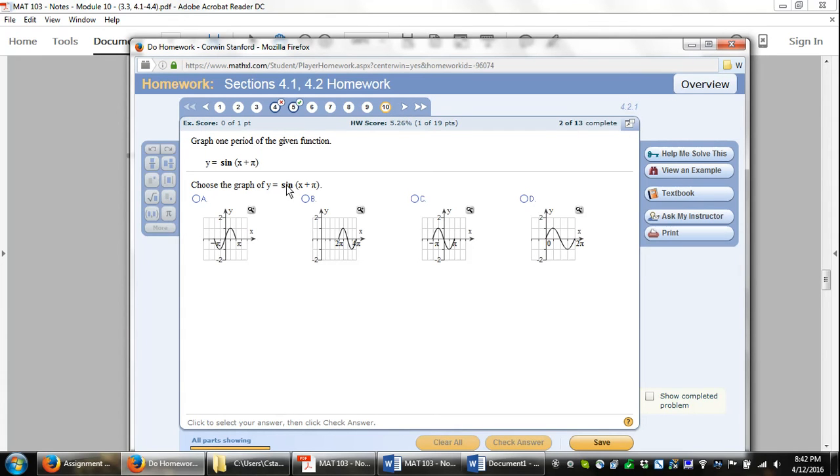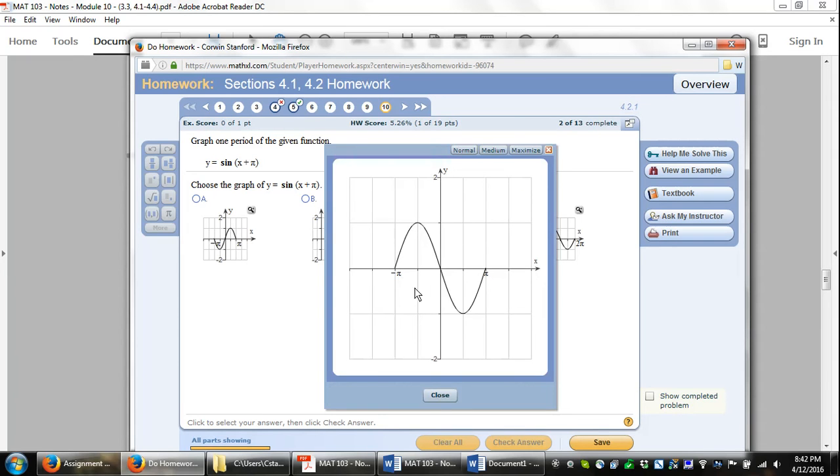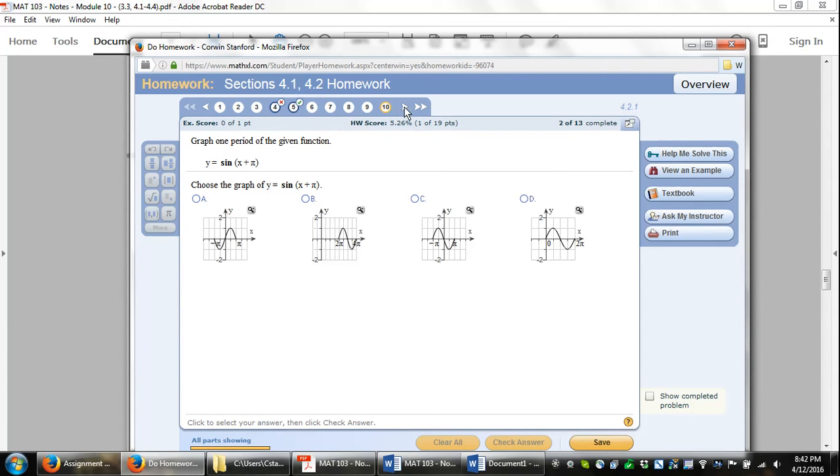So sine of x plus pi. Well, sine normally starts at 0, goes up to 1. So this is more like what sine normally looks like. Starts at 0, goes to 1. But I've now shifted that to the left pi. So if I shift that to the left pi, I should get this one. So instead of starting at 0, going up to 1, coming back down, now I start right here. I've shifted over negative pi. Nice.